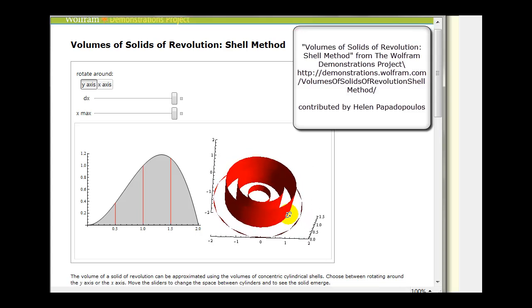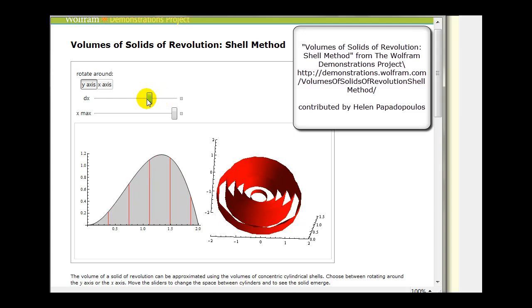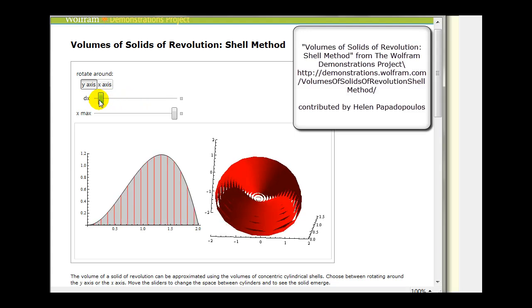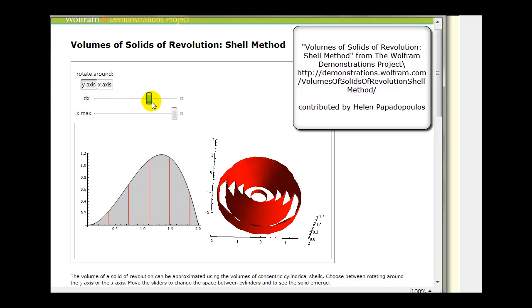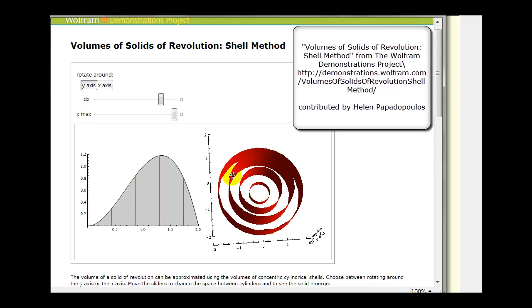And the idea behind the shell method is, as we increase the number of shells, the volume will approach the volume of the region rotated about the y-axis, as we see here. Now if we go back and take a look at just one of the shells, we have to ask ourselves, how would we find the volume of just one shell? Well, we'd have to find the surface area of the shell and then multiply it by its thickness.